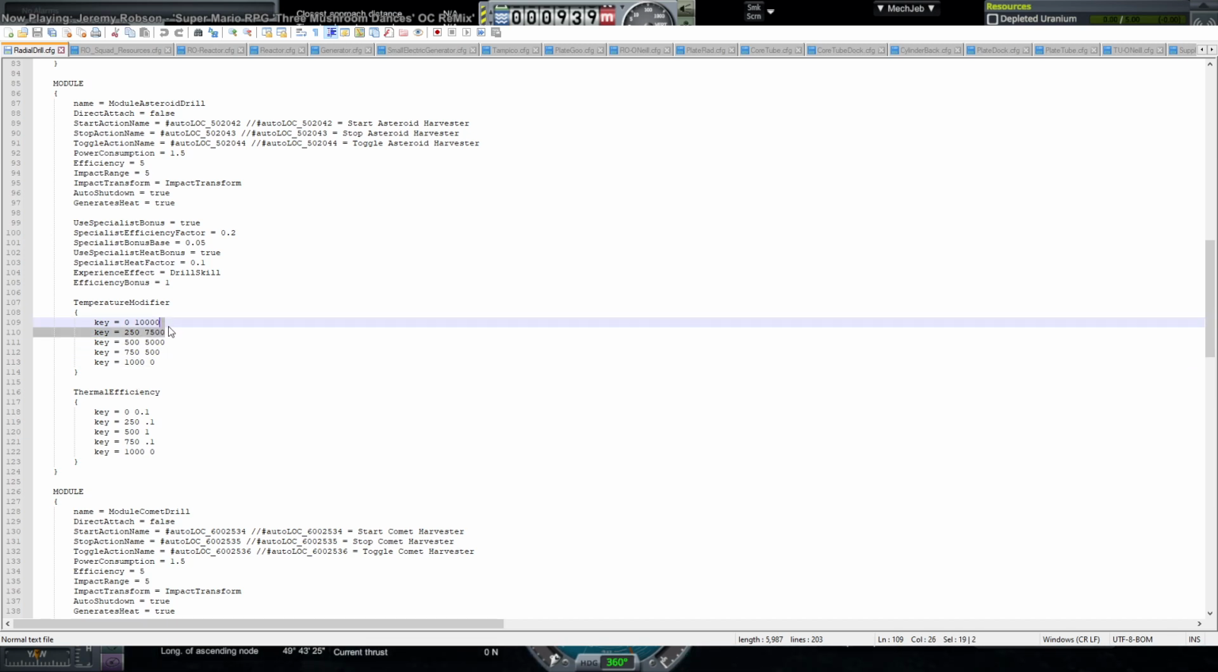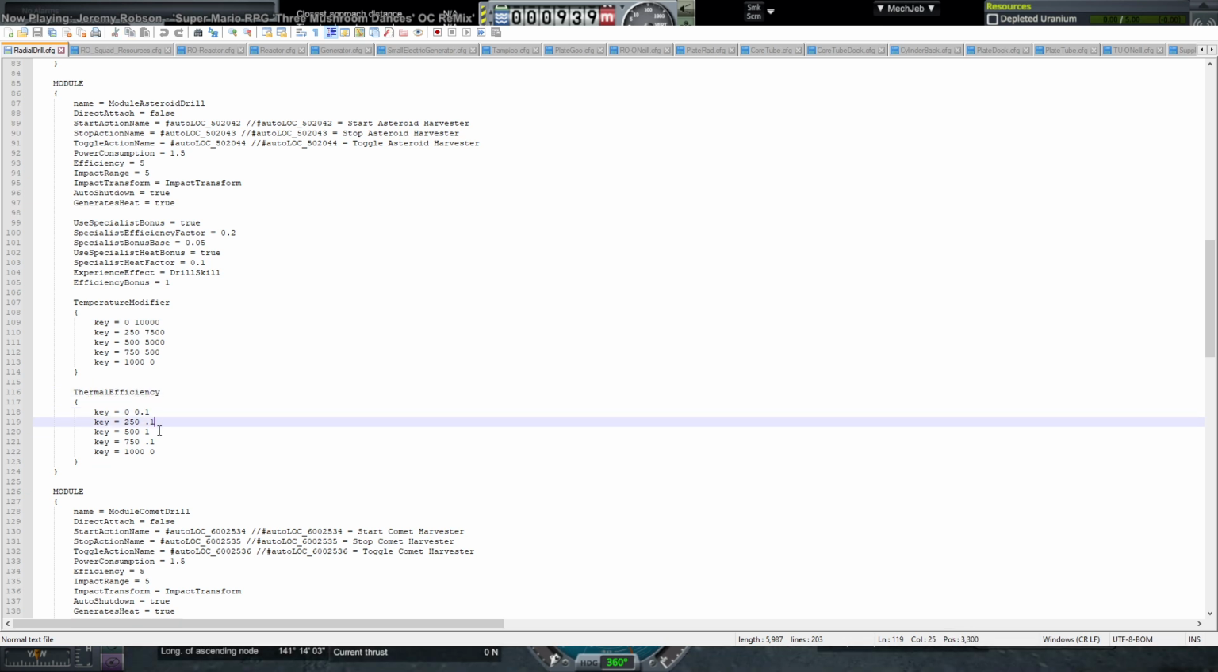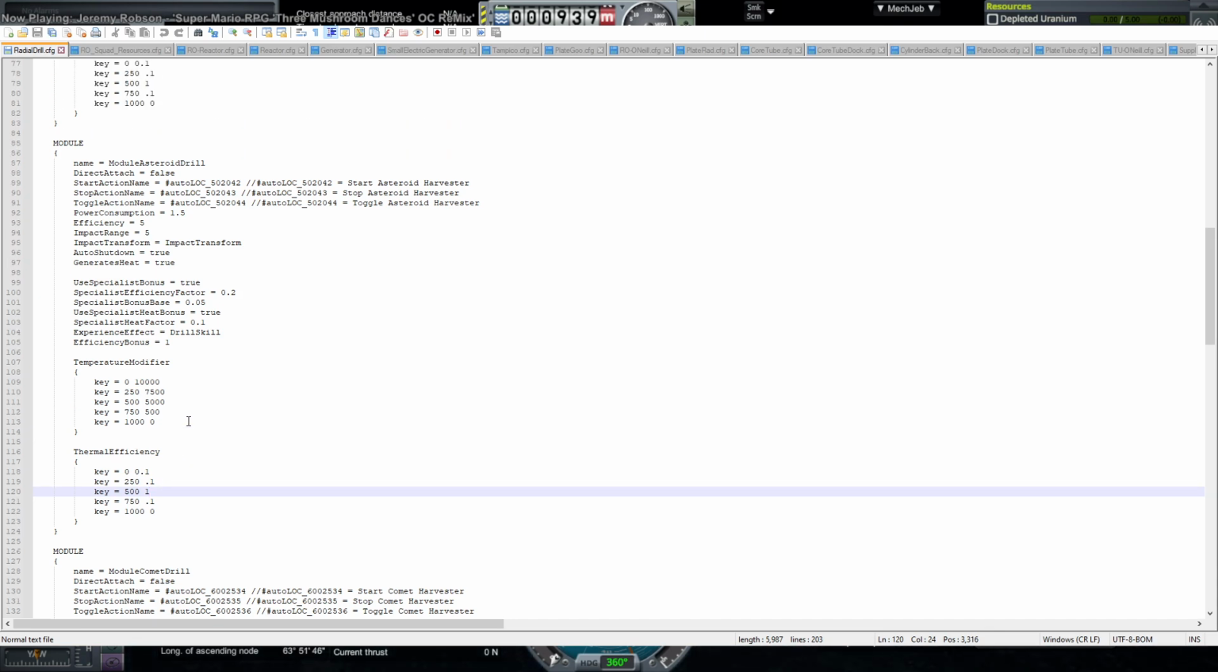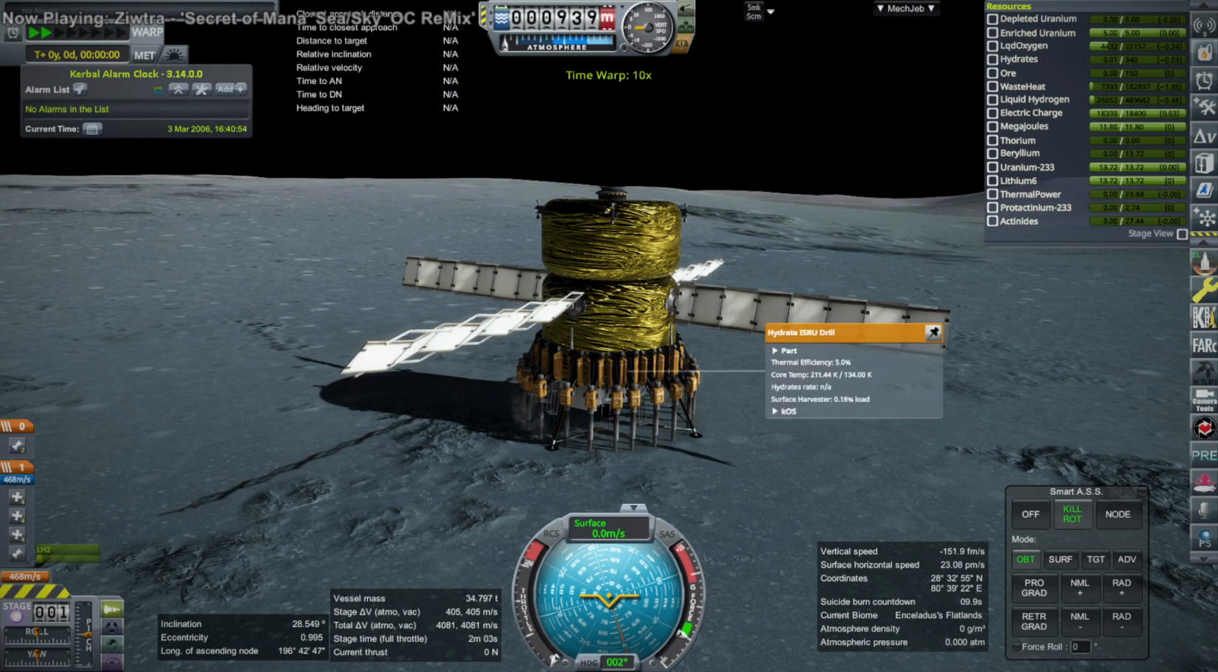I continue to drill for hydrates. I look in the drill configuration to see if there's some number that is suspicious, and that thermal efficiency is suspicious. Why at colder temperatures it should be 1/10 of what it is at 500 Kelvin seems a bit rough.